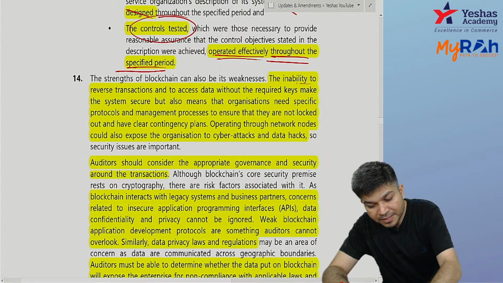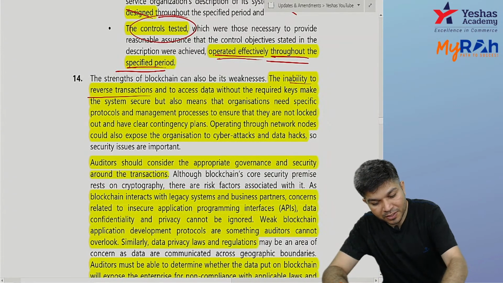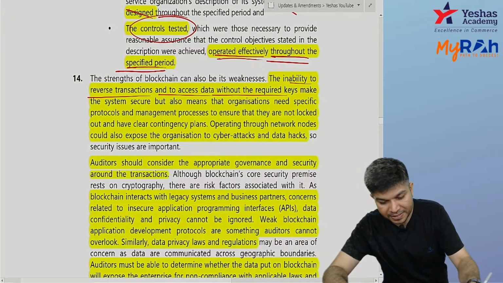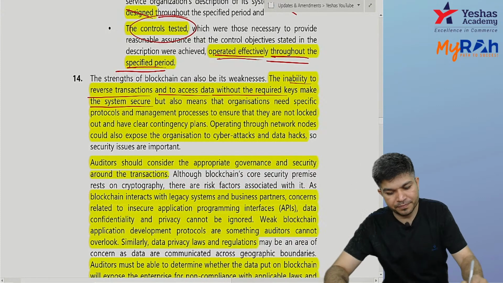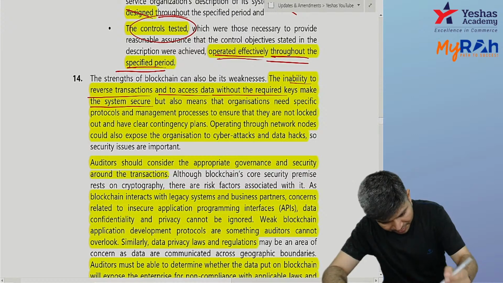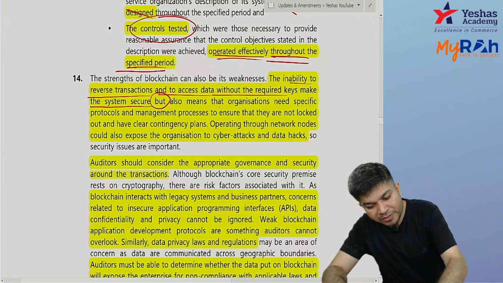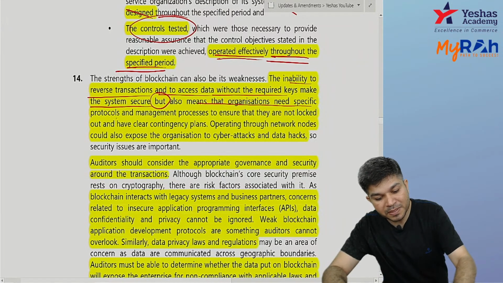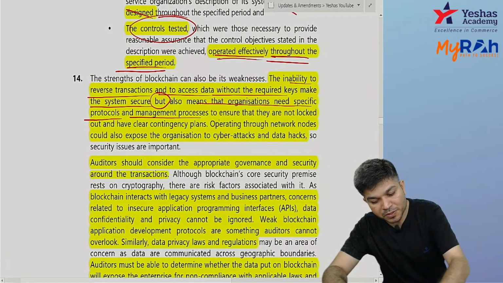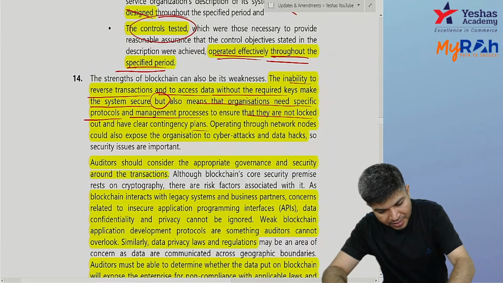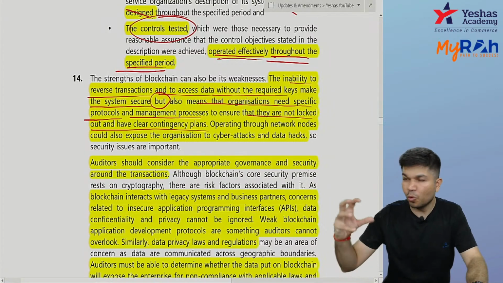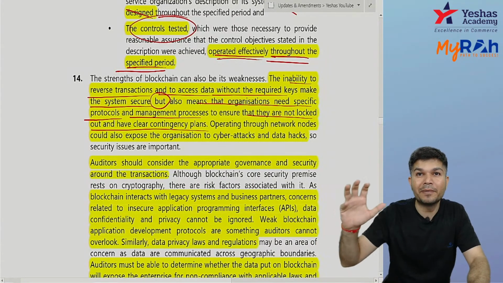The inability to reverse transactions and to access data without the required key makes the system secure. But it also means that the organization needs specific protocols and management processes to ensure they are not locked up, and they have a contingency plan. If something goes wrong, how to solve it? You should have a contingency plan.